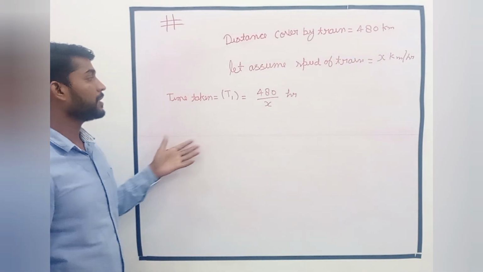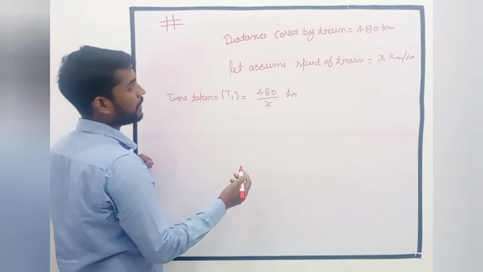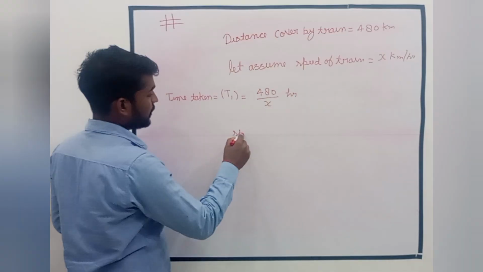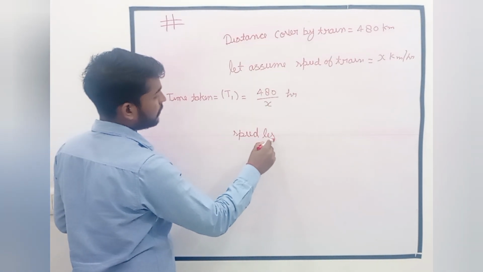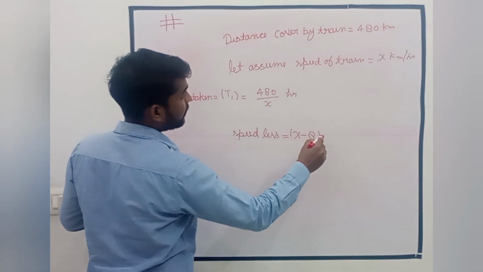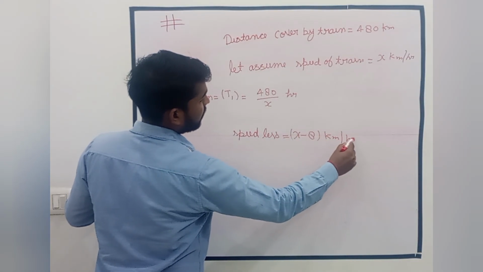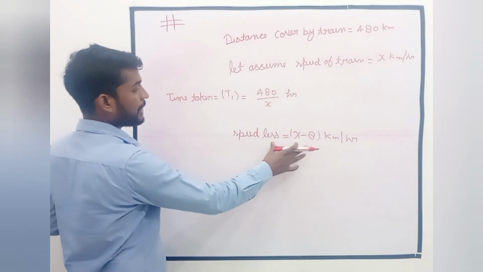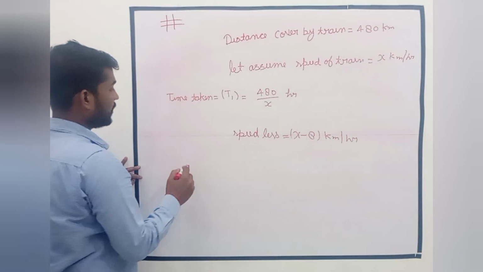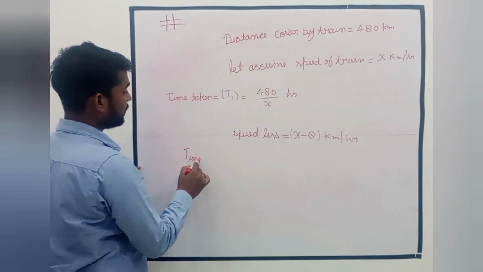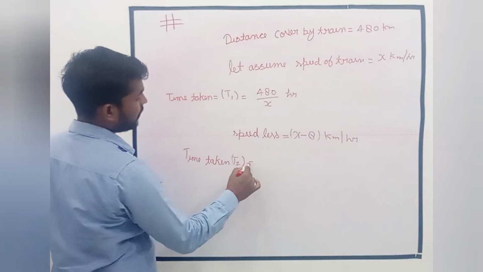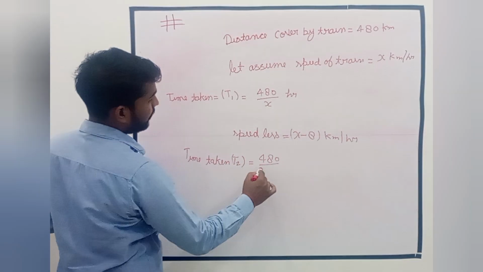Now, the next concept: if the speed of the train is 8 km per hour less, the speed becomes x minus 8 km per hour. If the speed decreases and the same distance is covered, then the time taken increases. Again the time taken becomes T2, which is 480 upon x minus 8.